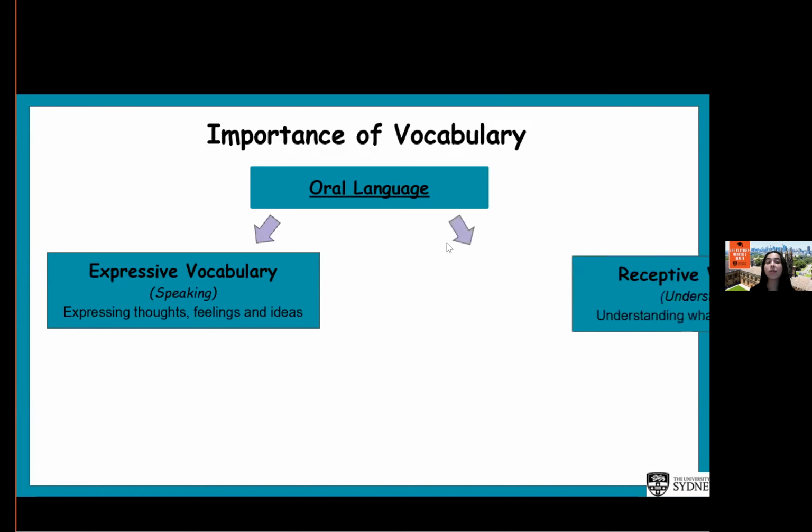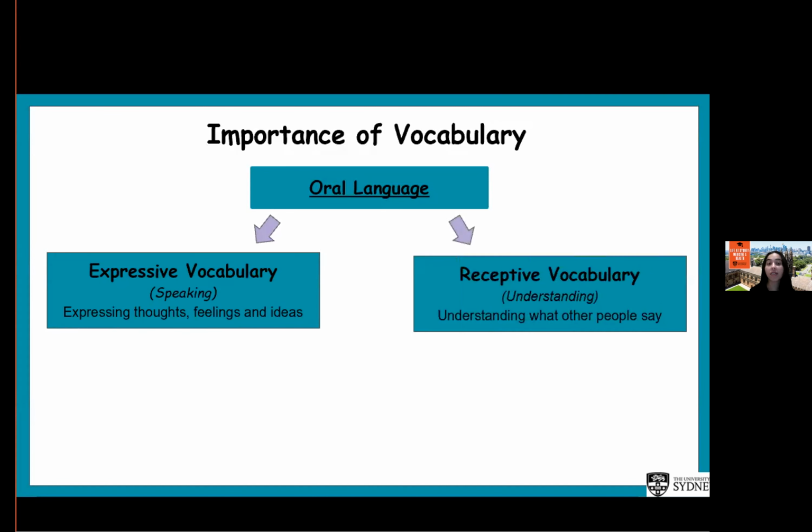Receptive vocabulary is also important for understanding what other people say. If a student has a limited receptive vocabulary, they can have difficulties understanding what their parents, friends, and teachers might say. For example, if a teacher says, "Put your homework in your bag," the student may not understand the meaning of location words such as in. They may instead place their homework next to or on top of their bag. So we can see that a limited receptive vocabulary can affect a student's ability to follow instructions and participate in the classroom.